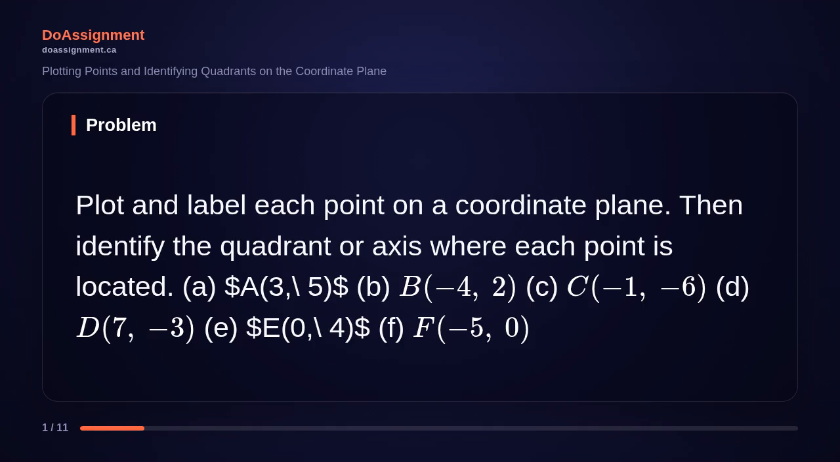Plot and label each point on a coordinate plane. Then identify the quadrant or axis where each point is located. Part A at 3, 5. Part B at -4, 2. Part C at -1, -6.